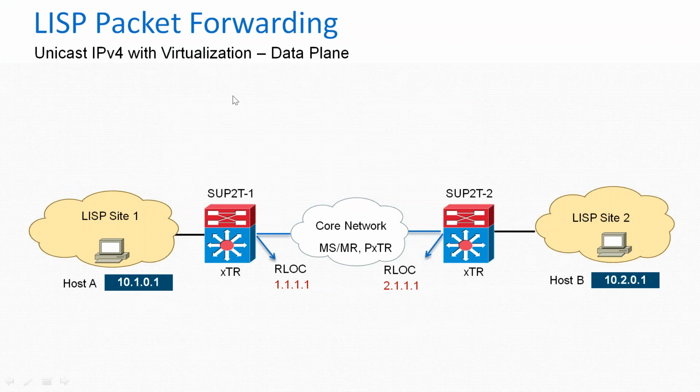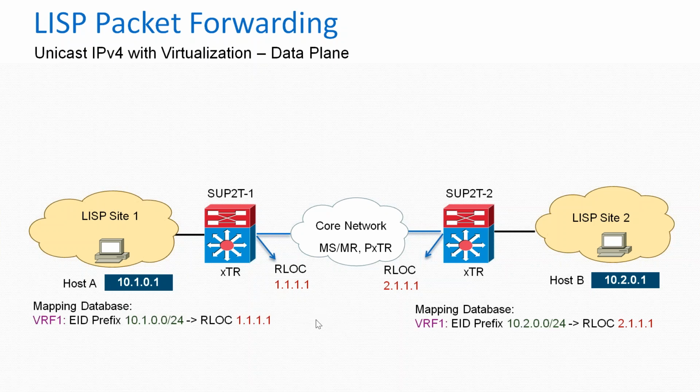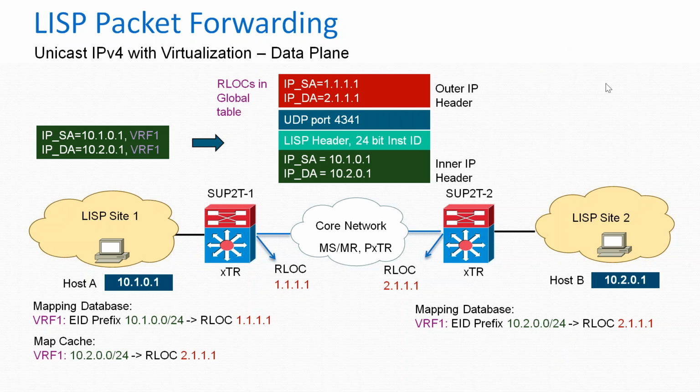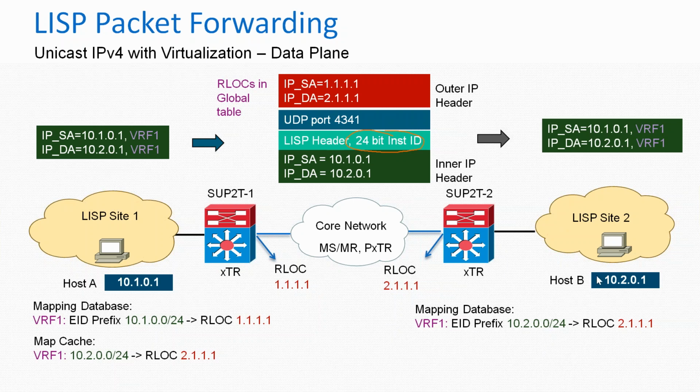Now let's see the data packet forwarding. In case of virtualization, same infrastructure, same network. Now we are moving from VRF to VRF. So here my source address is in VRF1. My destination address is also on the other side in VRF1. Now here you will find one new 64-bit field, the instance ID. Okay. The rest of the things are the same, and we are moving from VRF to VRF.